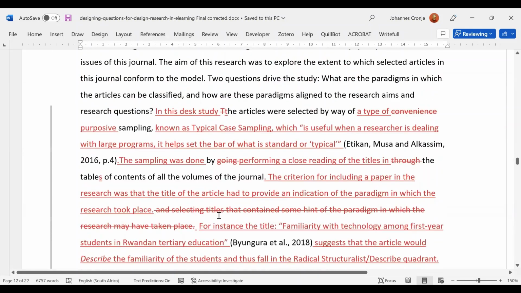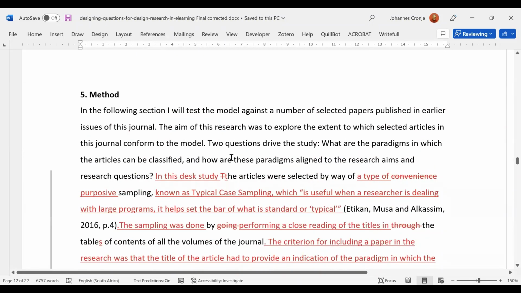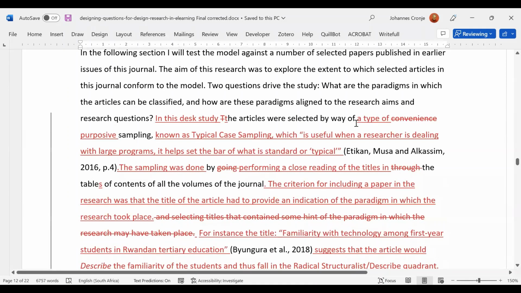And now we get to the bit where most of the changes had to be done. Remember, reviewer 2 said it was a desk study. So here I say, in this desk study, the articles were selected by way of purposive sampling, known as typical case sampling, which is useful when a researcher is dealing with large programs. It helps set the bar or the standard of what is typical. And there's the authors that I found there.